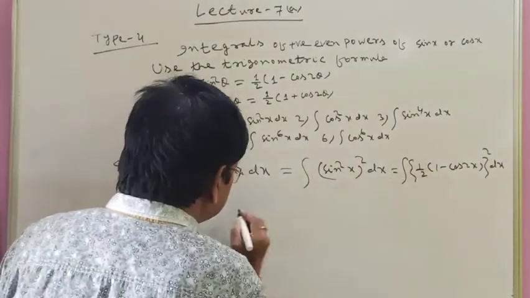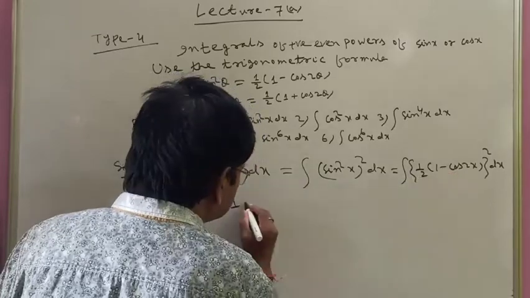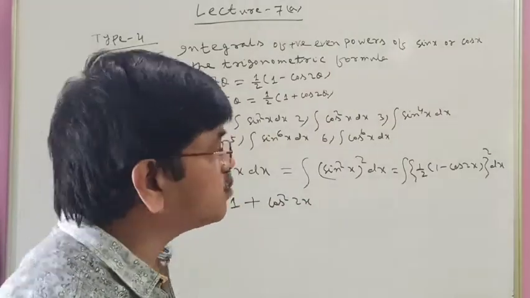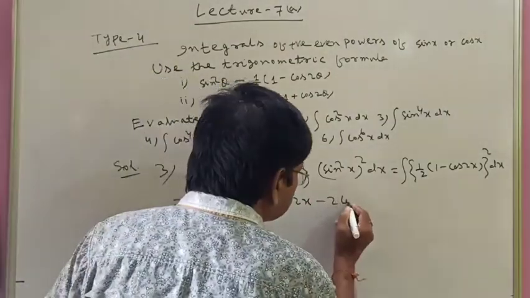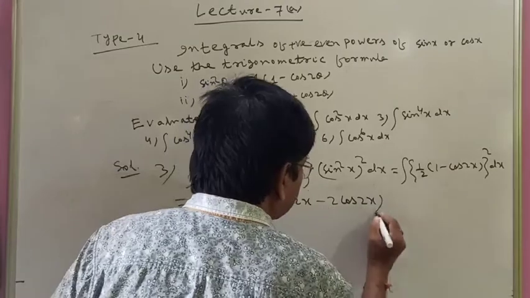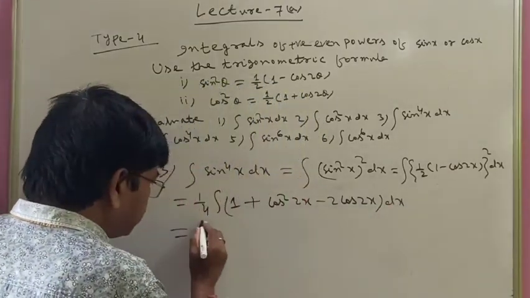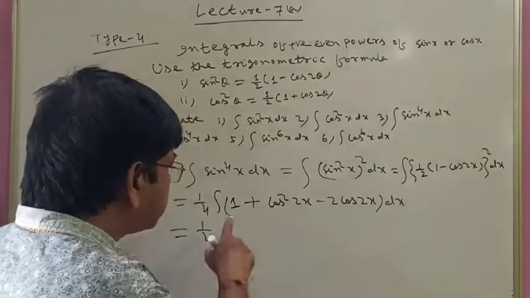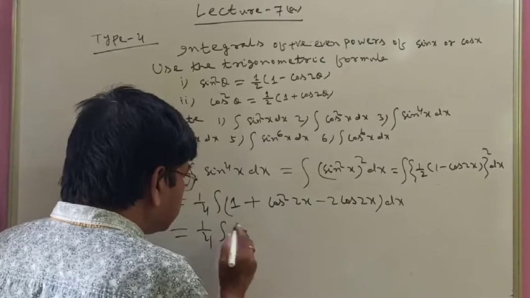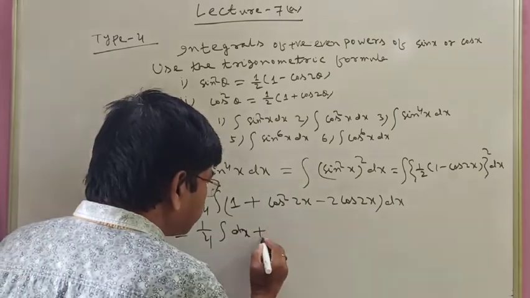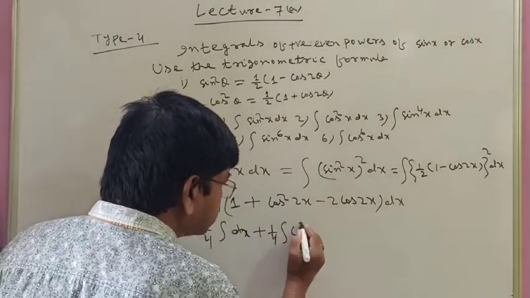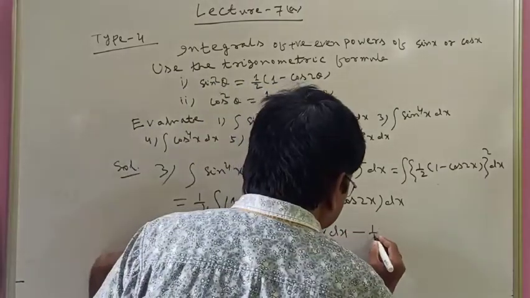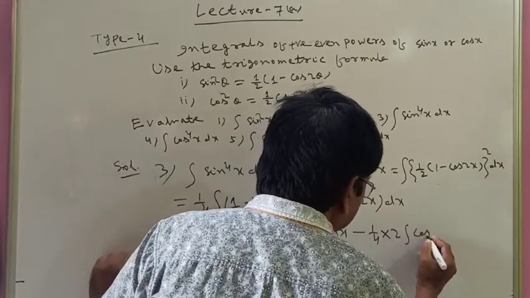So 1 square is 1, then plus b square, meaning cos 2x whole square is cos square 2x, and then minus 2ab, so minus 2 into 1 into cos 2x, it is minus 2 cos 2x. Clear? Then this will be 1 by 4 into integration of first, integration of second, integration of third. Integration of 1 dx is dx, then 1 by 4 into integration of cos square 2x, then 1 by 4 into 2 integration of cos 2x.